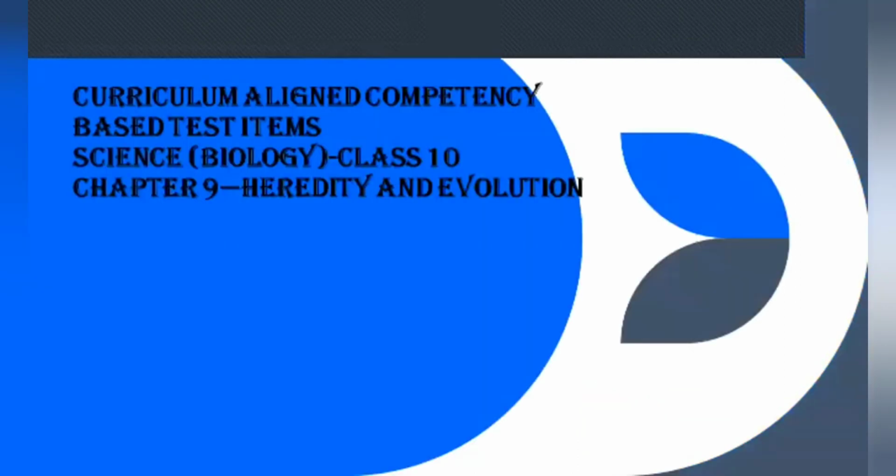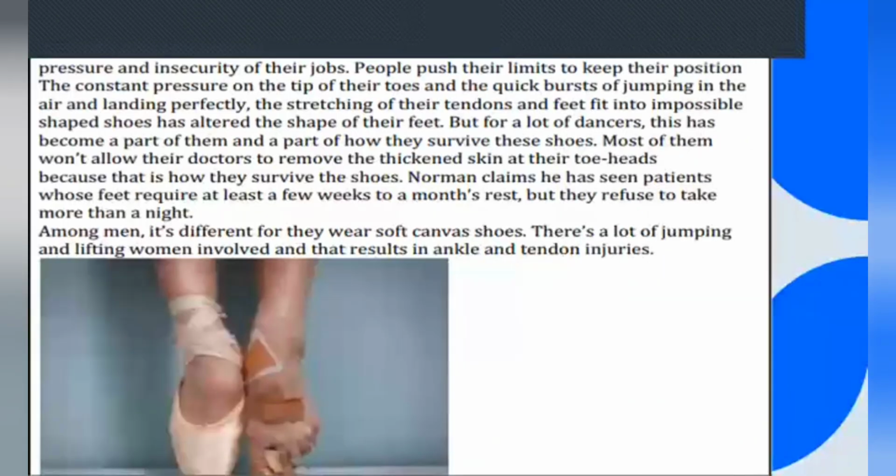Curriculum aligned competency based test items, science, biology, class 10, chapter 9, hereditary and evolution. Here you have some illness or some disease or some disorder that are genetic. Some are due to environmental factors. So this concept will be clear to the children with this kind of case study questions, which will develop problem solving skills among the children. It will develop a knowledge to link how the concept can be linked to real life situations.